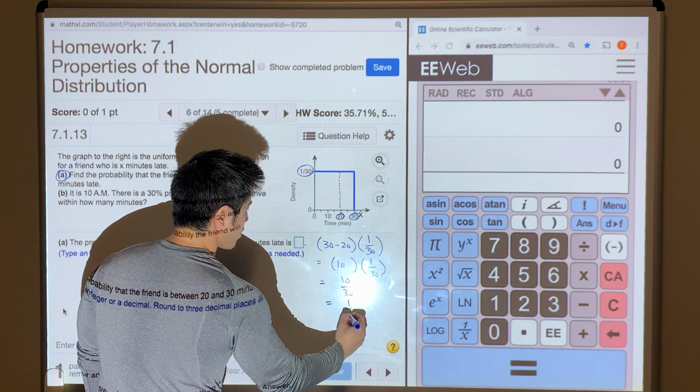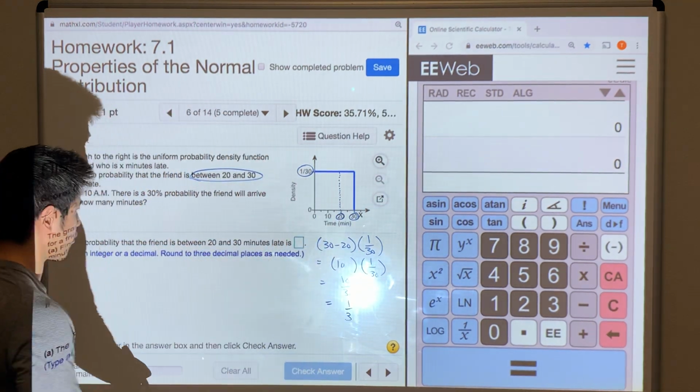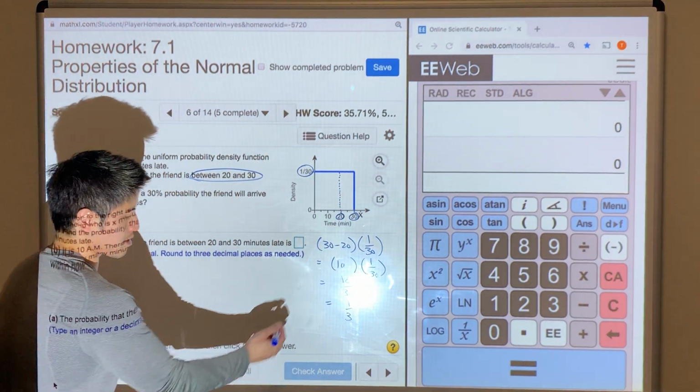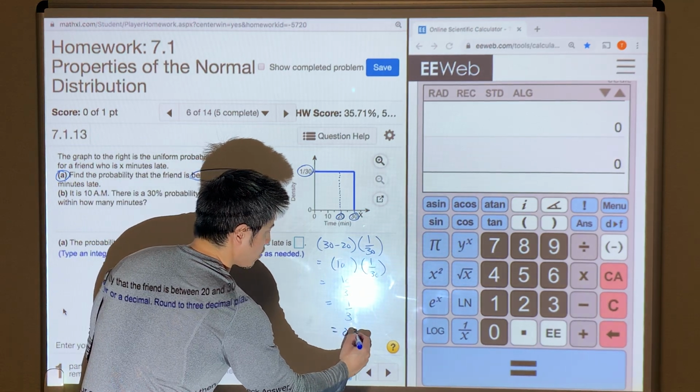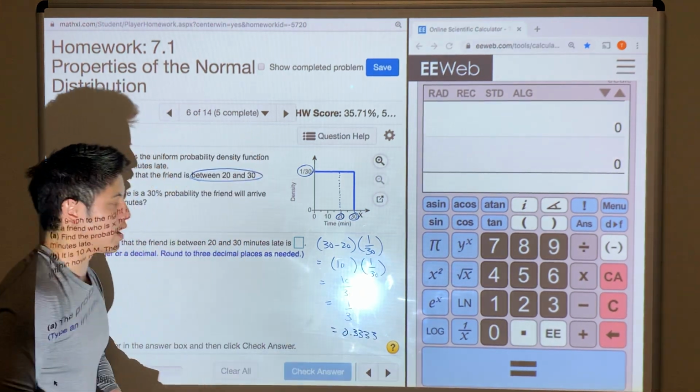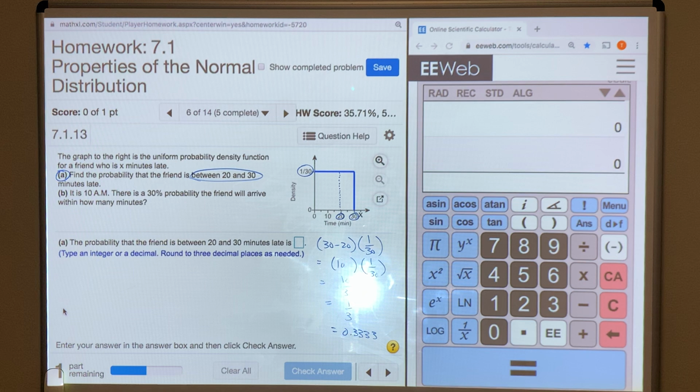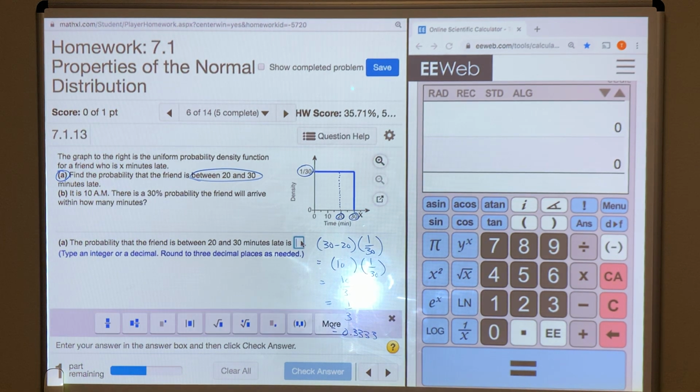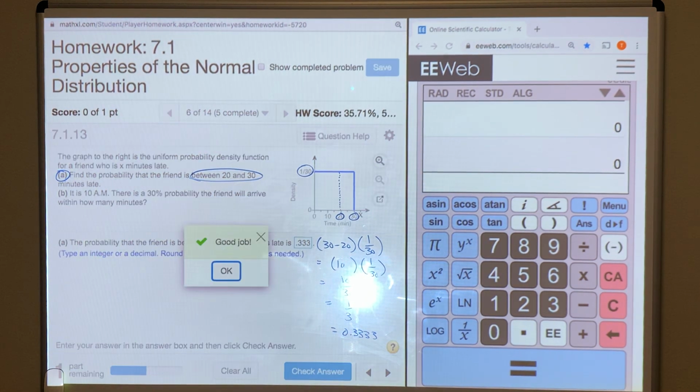or 1/3, which is, I don't need a calculator for that, round to 3 decimal places. I know that 1/3 is 0.3333 and so on. So 3 decimal places would be simply 0.333. Okay? That's it. Very straightforward. A lot easier than some of the things that we've done before.